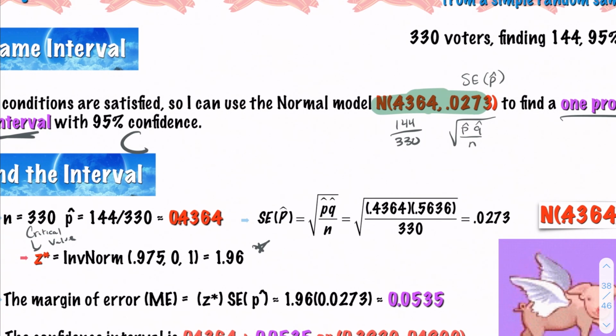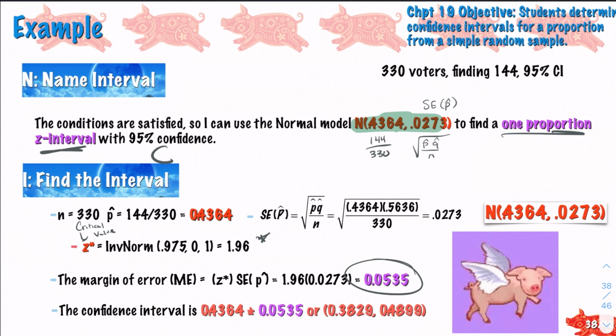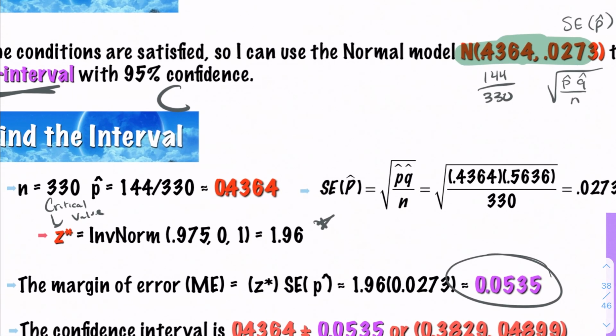The margin of error is z star times the standard error of our sample proportion, or 1.96 times 0.0273. So we get 0.0535. So this is our confidence interval, p hat plus or minus z star. Actually, this is just our margin of error for our sample proportion, which gives us a lower bound of 0.3829, and an upper bound of 0.4899.